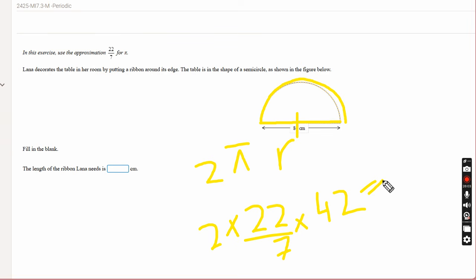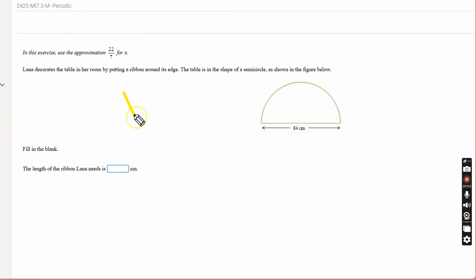Okay, so 2 times, we can also simplify here further. It will get 1 here and 6 here. So 2 times 22 times 6, that's 264. You're not going to use 264. You're going to divide this by 2 because it's a semicircle, not a circle. So divide by 2. 132.